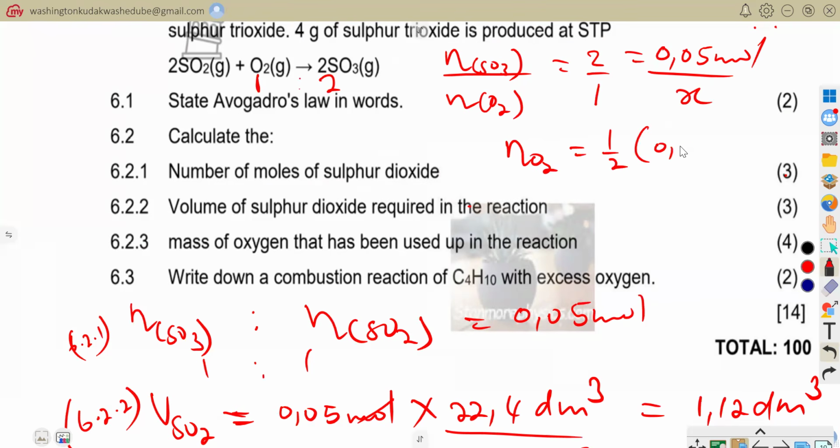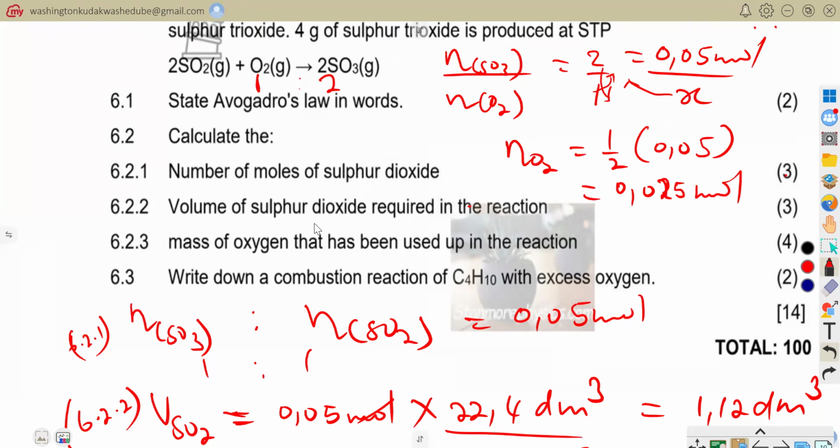Half of the 0.05. Because if I take this x to that side, I'll take 2 down and 1 on top. That will be 1/2 times that. So it will be equal to half of 0.05 moles, which becomes 0.025 moles.